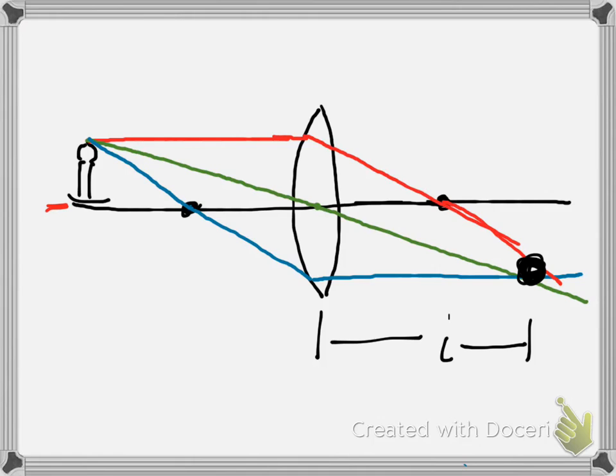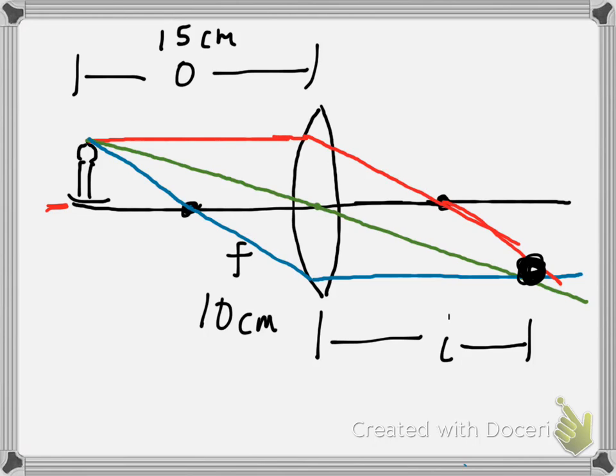Okay? So, if I know the focal length f, and I know the object distance O, I can compute the image distance I that it will be from the lens, and in this case it will be on the opposite side of the lens. All right? So let's do a quick example. Let's imagine that the focal length here is 10 centimeters, and let's say that the object is 15 centimeters from the lens, and I want to know how far the image is away from the lens.